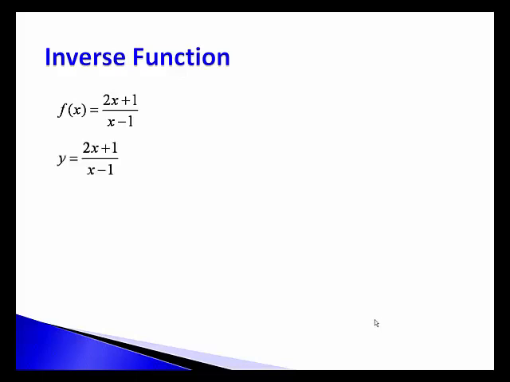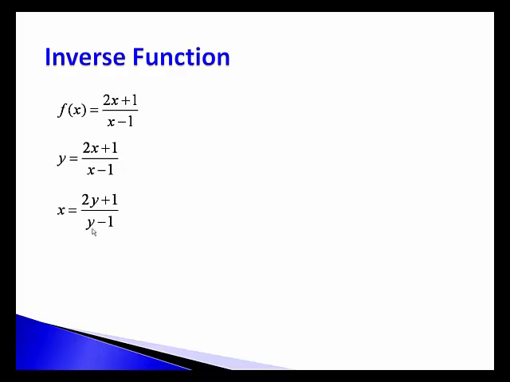Our first step is to replace f of x with y. So we have y is equal to (2x plus 1) divided by (x minus 1). Our next step would be to interchange the letters. Everywhere I have a y, I write an x, and everywhere I have an x, I write a y. The next step is to solve for y, and this one's a little hairier than any we've done before, so I do want to take you through these steps.